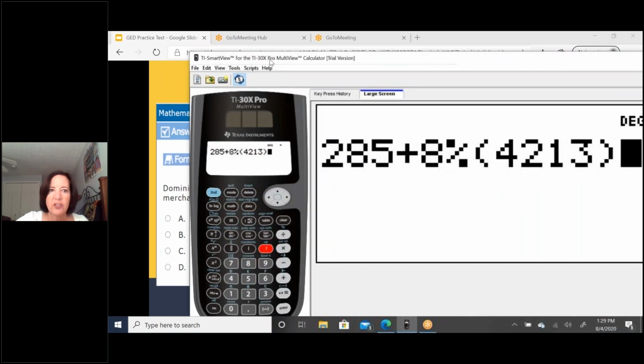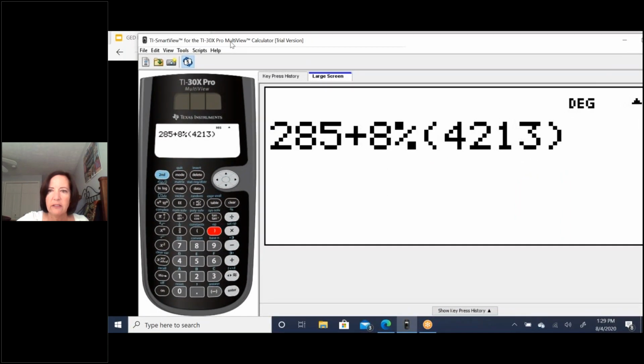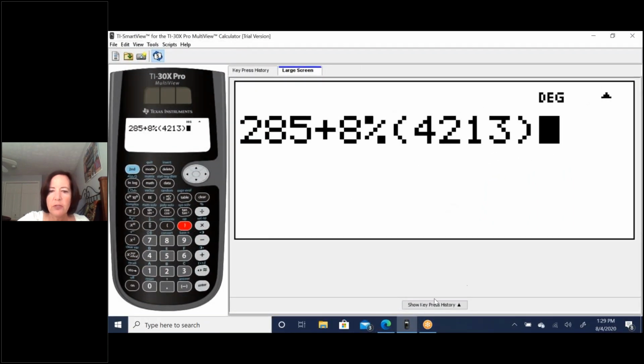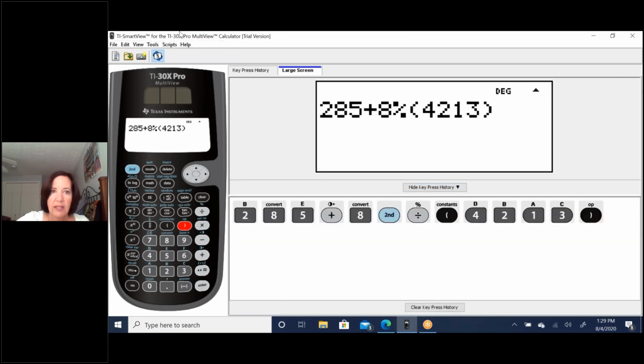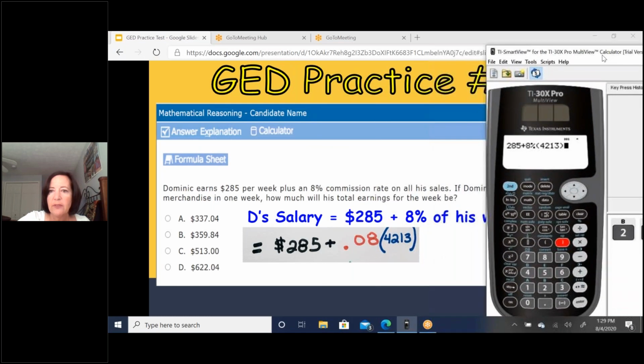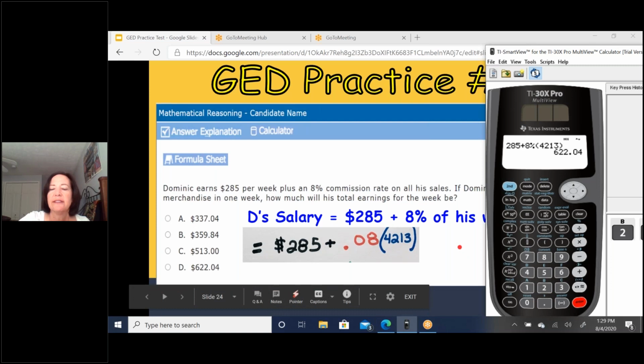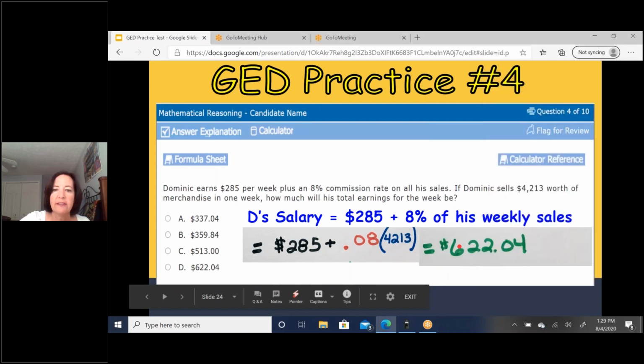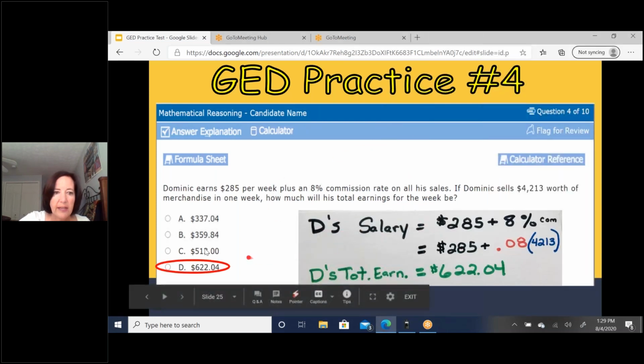This is kind of a cool feature of this calculator. It will let me show you the keys that I actually pressed to get this showing on my screen. The second function, and the percent key shows you the parentheses that I hit. Okay, so now we've got all of that. Now I'm going to press enter, and my answer is $622.04, and that is option B.